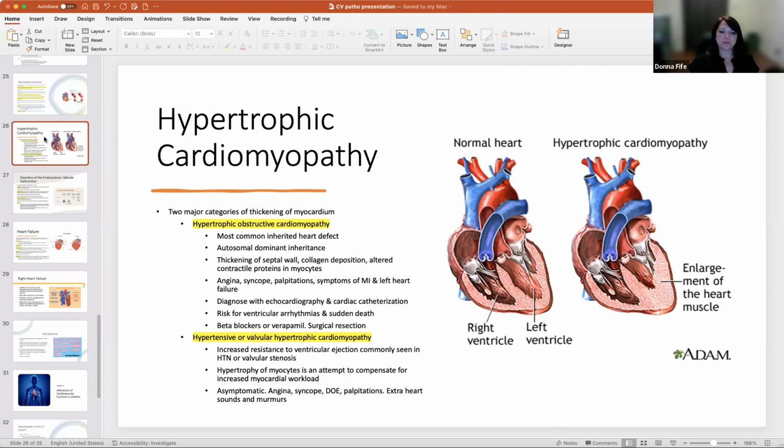Hypertensive or valvular hypertrophic cardiomyopathy. There's an increased resistance to ventricular ejection, commonly seen in hypertension or valvular stenosis. Hypertrophy of myocytes is an attempt to compensate for increased myocardial workload. Patients are often asymptomatic or may have angina, syncope, dyspnea on exertion, palpitations, or extra heart sounds and murmurs.